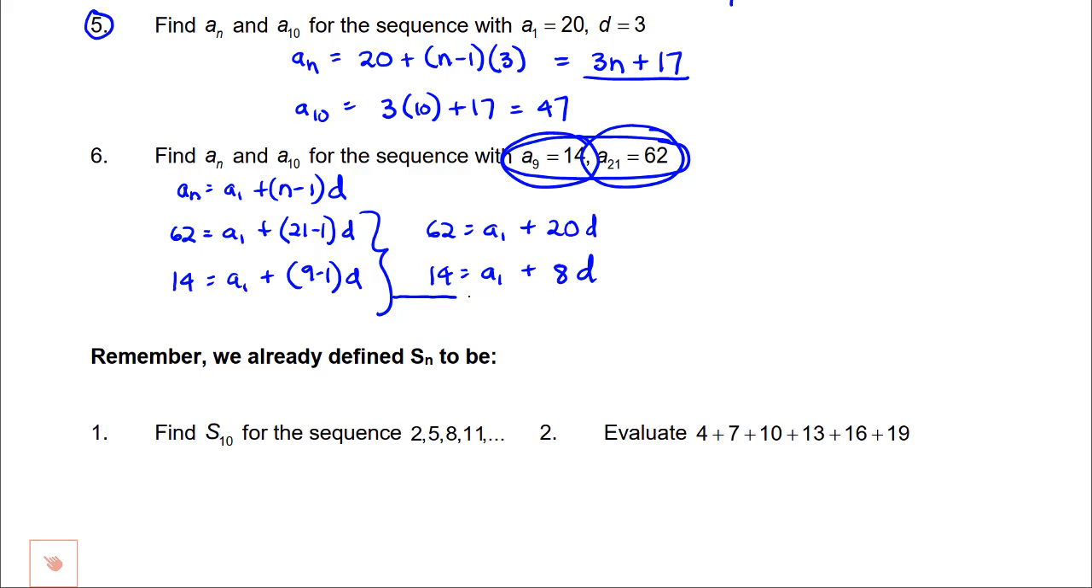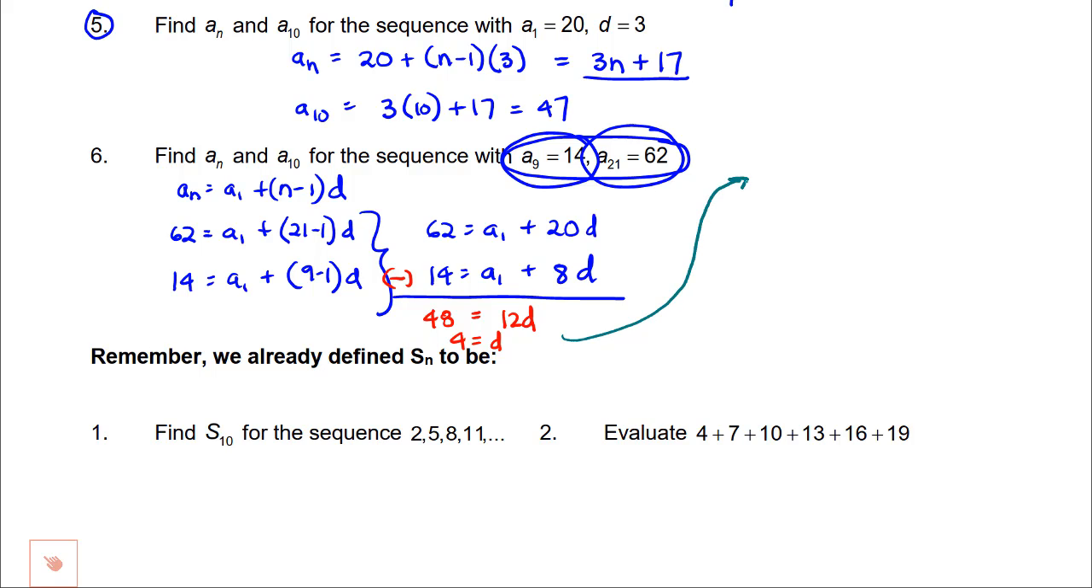How do I eliminate the A sub 1? Subtract, good. Subtract everything. So is that 48? A sub 1s are gone. Is that 12d? So d is 4. Okay.